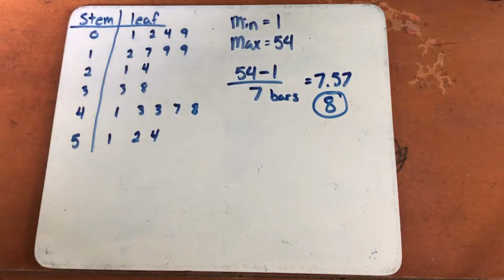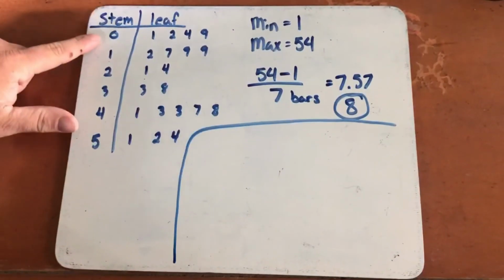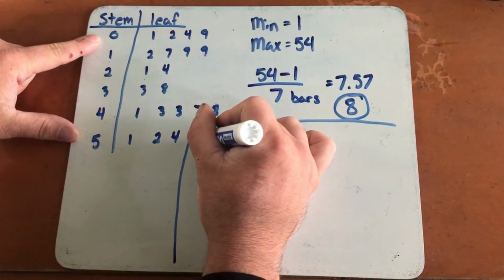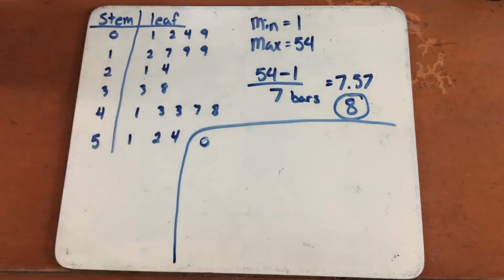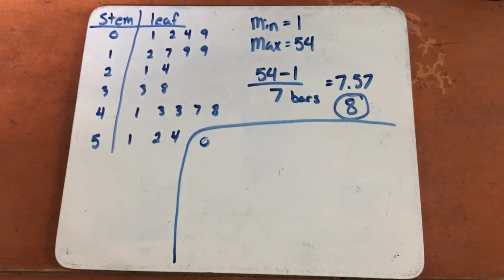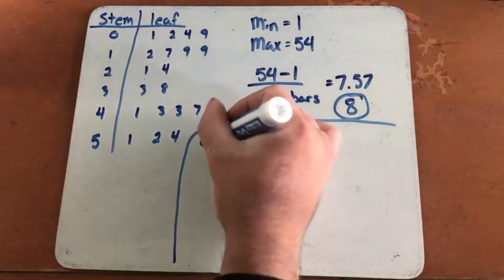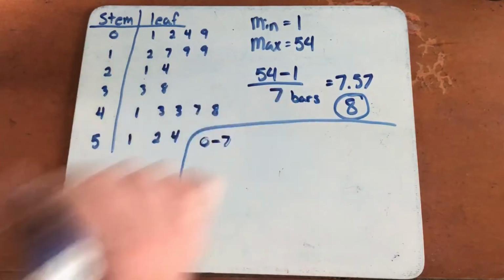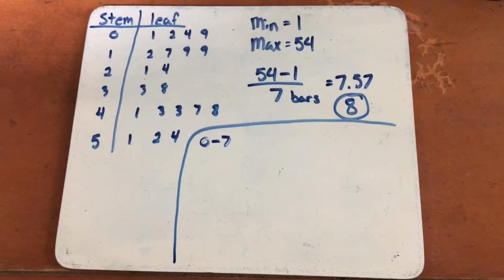All right, so what I do from here is I'm going to make what is referred to as a frequency table. So my smallest number is 1, so a good place to start is 0. All right, so if I go 8 numbers, because I found out this was 8, that should give me approximately 7 bars. So we have 0, 1, 2, 3, 4, 5, 6, 7. So from 0 to 7 would give me 8 numbers.